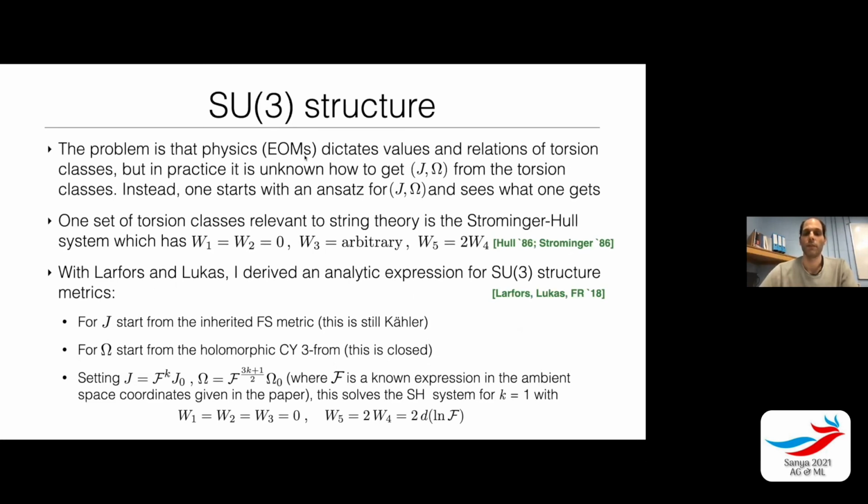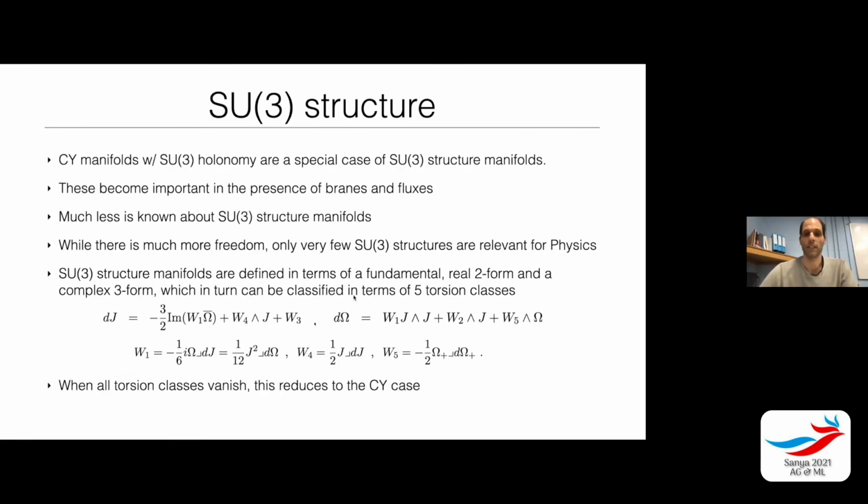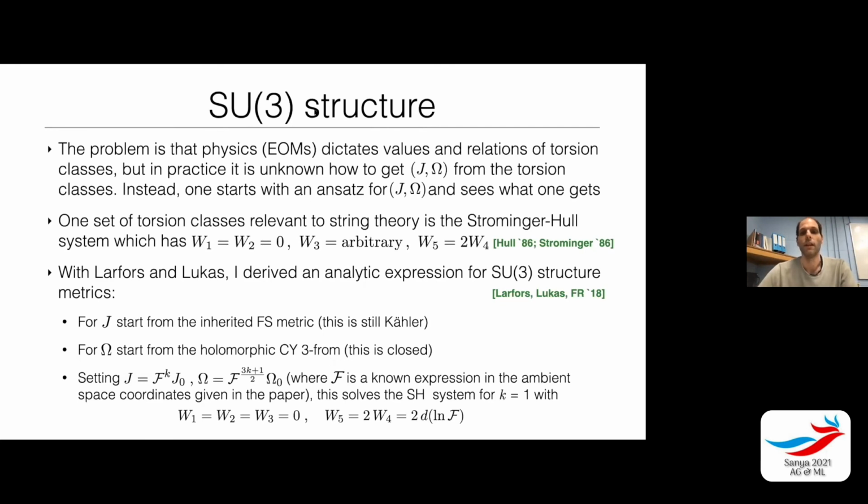If you solve the physics equations of motion, you get a constraint on these torsion classes. But the torsion classes are not an input you can choose. When you choose your manifold, you choose J and omega, and the torsion classes are derived quantities. So the problem is you then have to guess an ansatz for J and omega, compute your torsion classes, and see whether it's something that is actually relevant for string theory. Even though you know what you want to get from string theory, you have to start with something else and then derive these quantities and check.